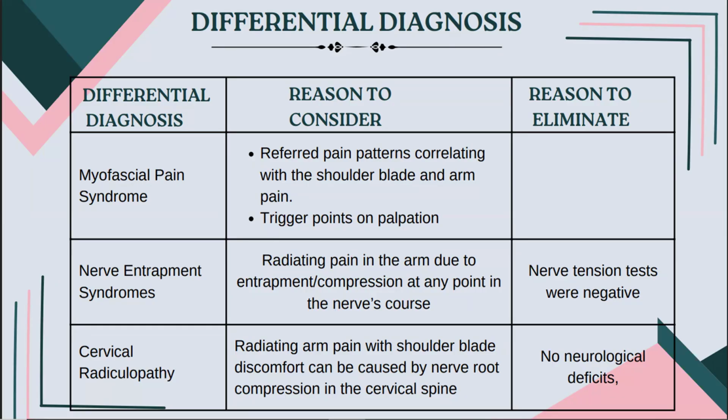Next one is nerve entrapment syndromes. The reason was radiating pain in the arm due to entrapment or compression at any point in the nerve's course. The reason to eliminate this was because nerve tension tests were negative. In cervical radiculopathy diagnosis, the reason to consider this was radiating arm pain with shoulder blade discomfort can be caused by nerve root compression in the cervical spine. Why we didn't consider this diagnosis, which was cervical radiculopathy, because there were no neurological deficits.